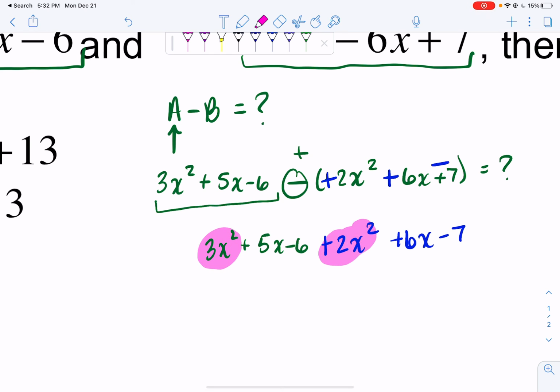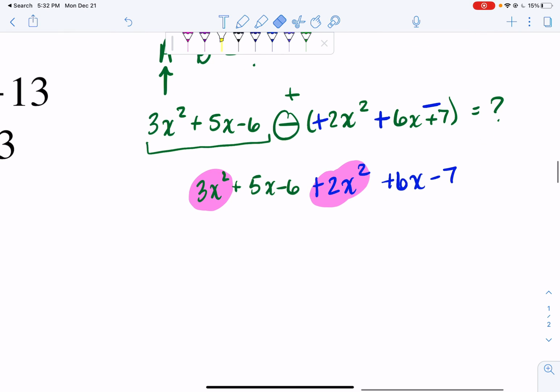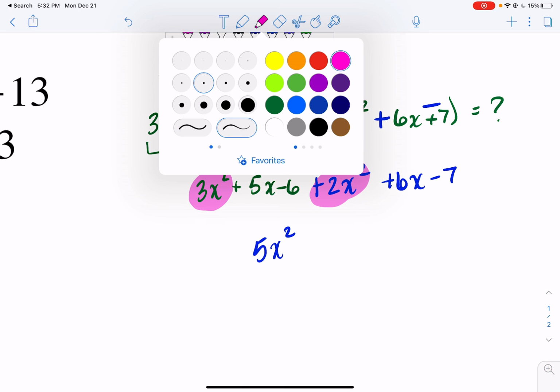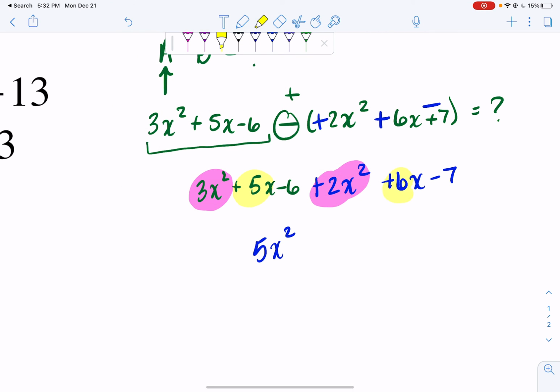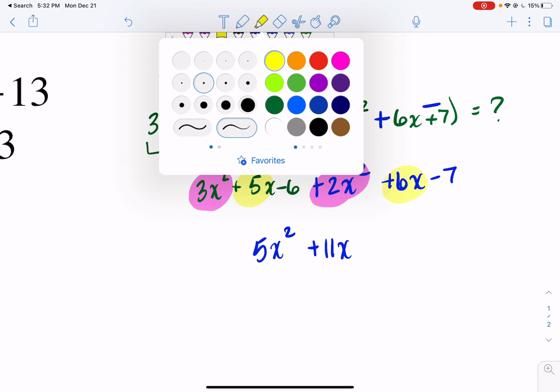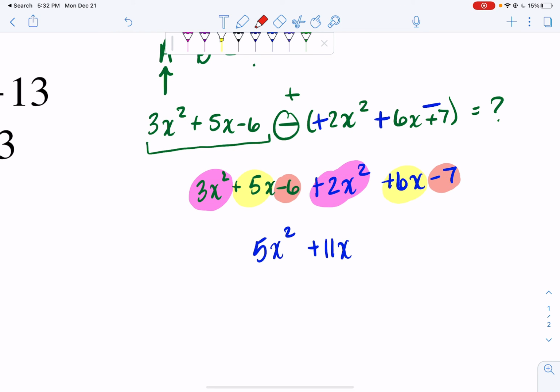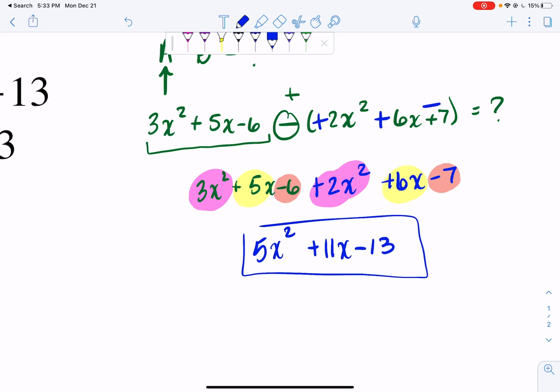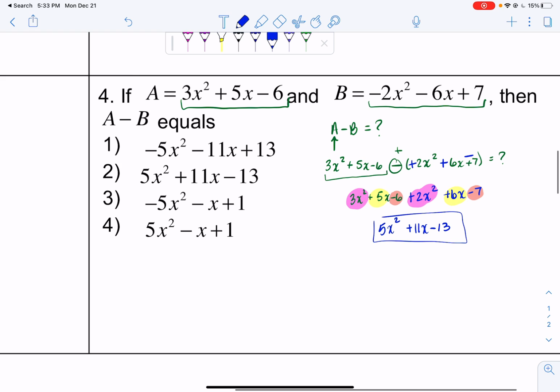3x squared I combine with 2x squared. That's going to give me 5x squared. Now my 5x I combine with my positive 6x. That's going to give me 11x. And then last but not least, minus 6 with a minus 7. Well, I know negative 7 and negative 7 is negative 14, so negative 6 and negative 7 must be a minus 13. And I get 5x squared plus 11x minus 13 as my final answer, which is choice 2.